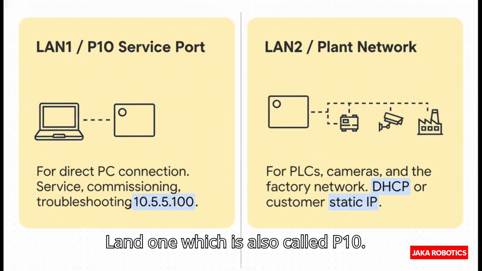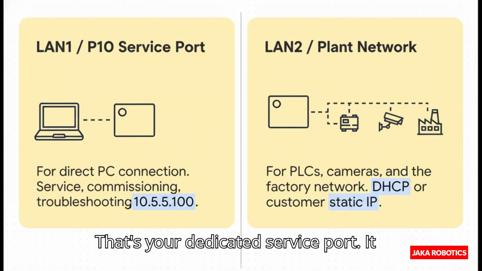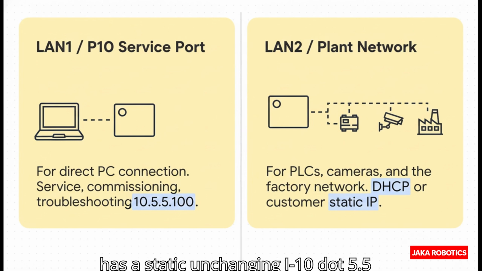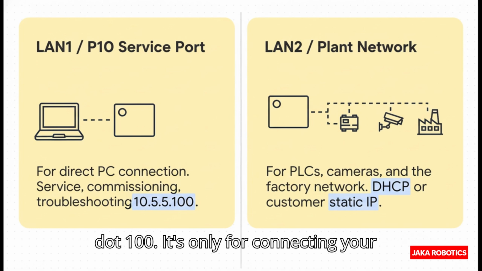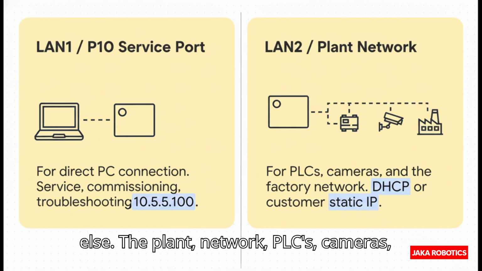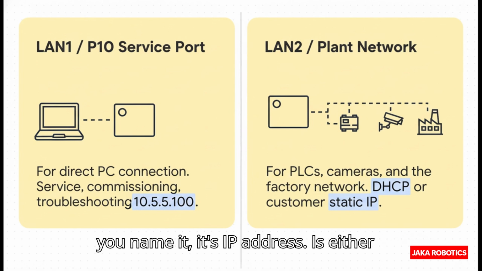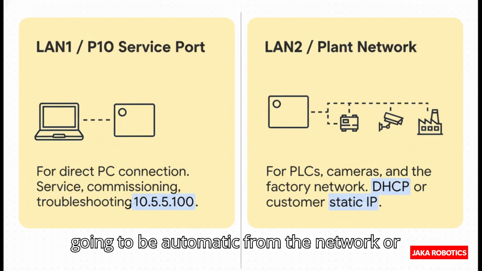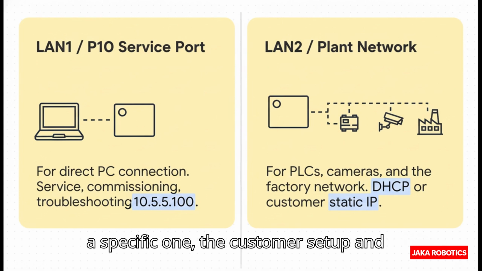LAN 1, which is also called P10, that's your dedicated service port. It has a static, unchanging IP, 10.5.5.100. It's only for connecting your PC directly. LAN 2 is for everything else, the plant network, PLCs, cameras, you name it. Its IP address is either going to be automatic from the network or a specific one the customer set up.